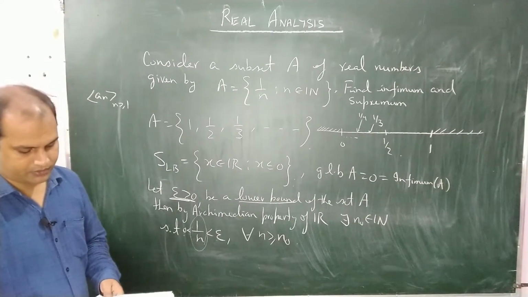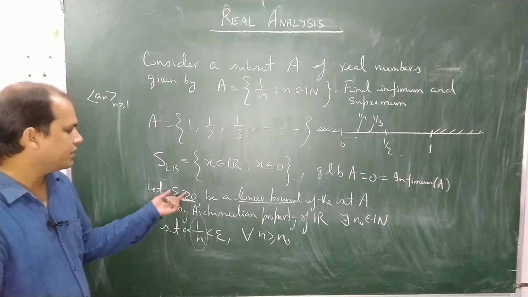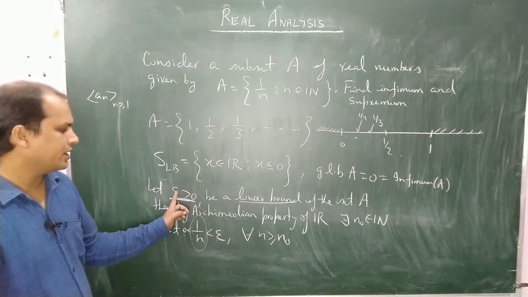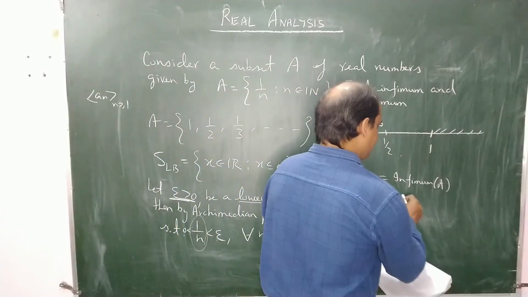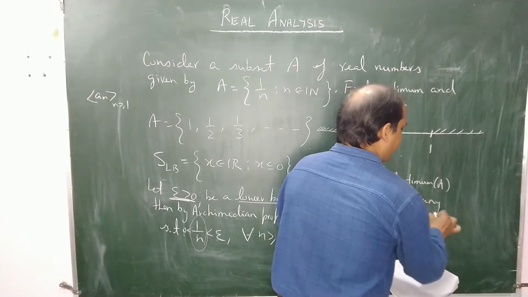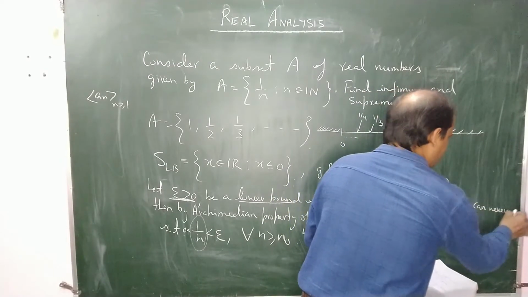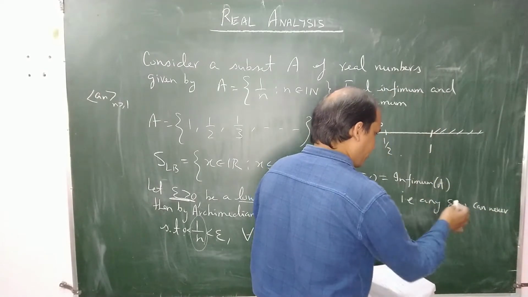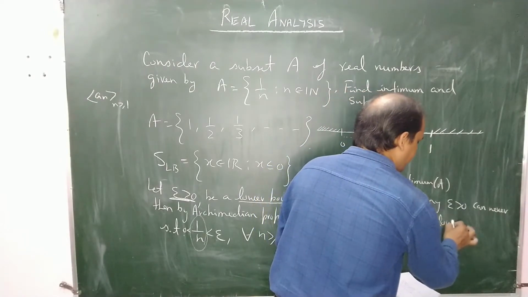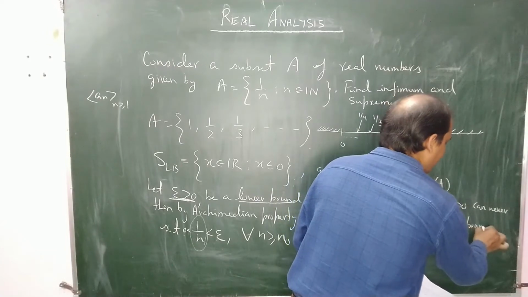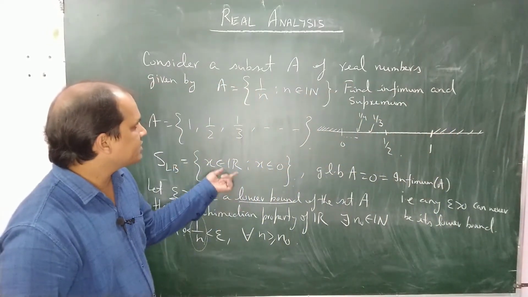Now the next part. Overall this is just to show that any epsilon greater than 0 can never be its lower bound. Let me write here: any epsilon greater than 0 can never be its lower bound. And the supremum of this set is 1.